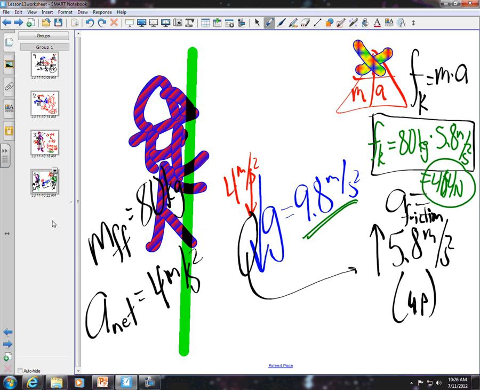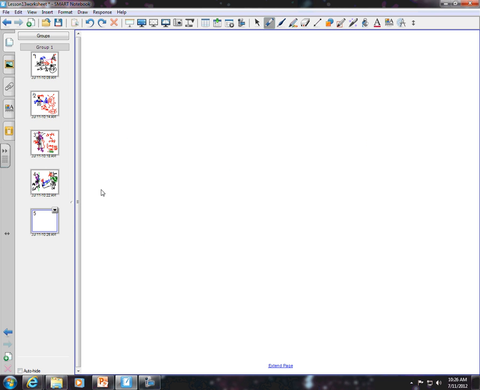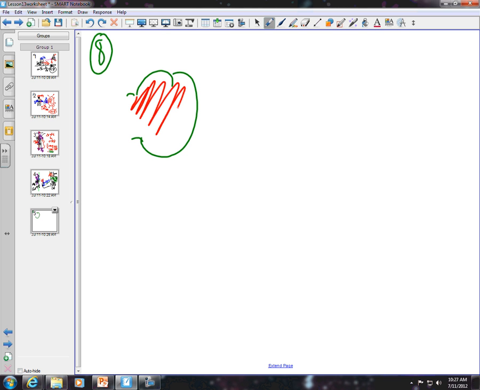All right, one more on this page. Number 8. A boxer punches a sheet of paper in midair. So here's the boxing gloves, a red boxing glove, and there's a sheet of paper.